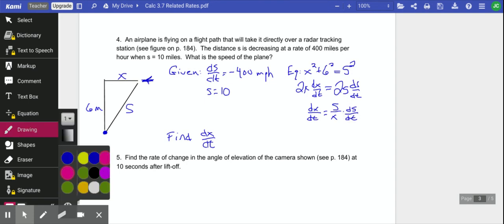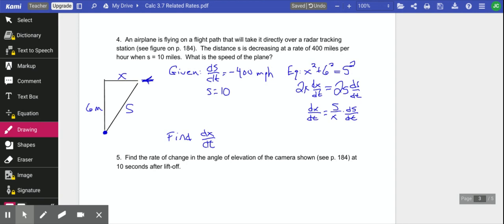So now we're ready to plug in our values. So remember, we're trying to find dx dt. We know that s is 10. That was one of our givens. We don't have x. We'll come back to that. ds dt was negative 400. So we still need to find x.